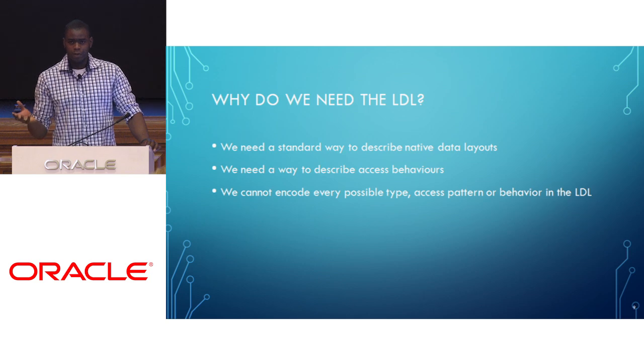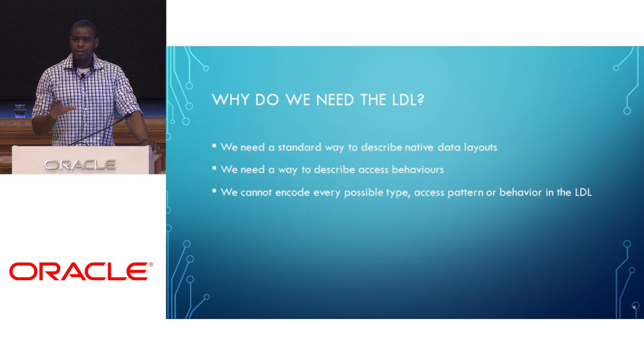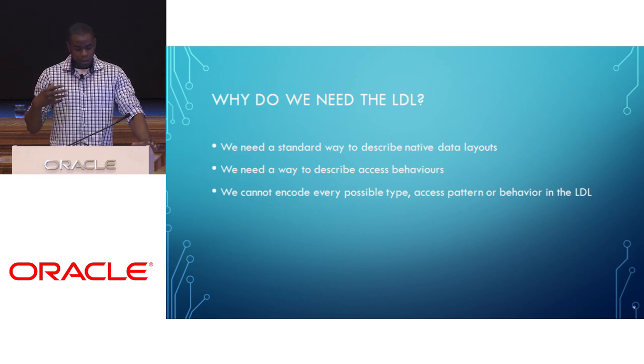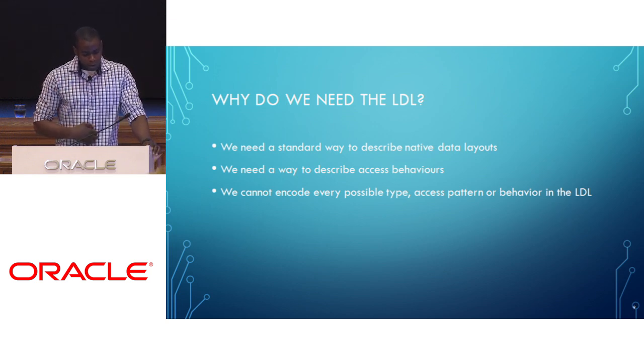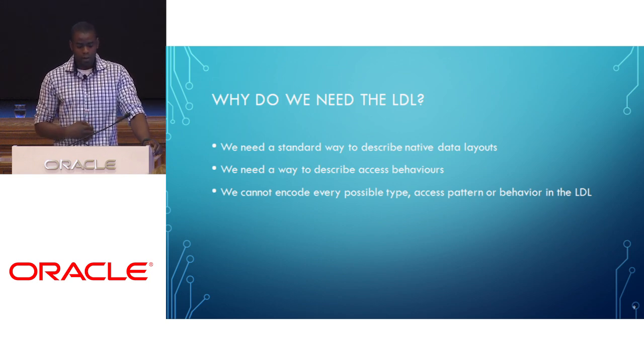Different languages have different types. There's C int, there's the COBOL comp5. Even in the same language, the same type has different layouts. Ints and longs in C will vary depending on whether you're ILP64, LLP64, or LP64. And then there are also types that are difficult to describe in Java. So we need a way of getting all the layout information into a standard format that we can use. Also, we need a way to describe access behaviors, how to interact with the data.